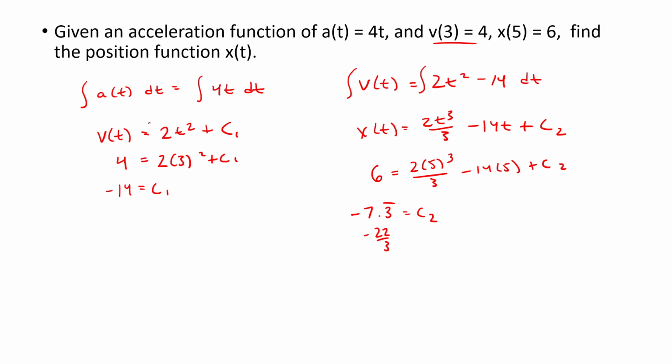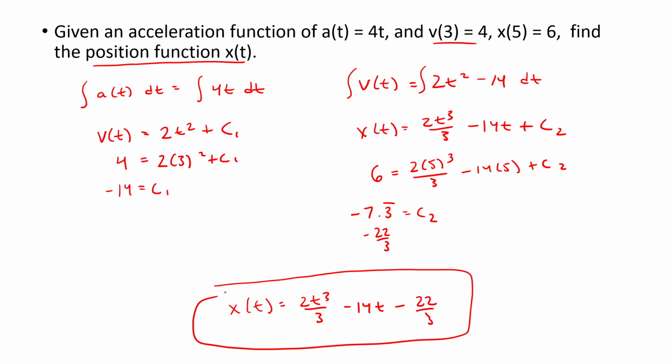Okay, and then the final answer, right? They want a function, so you should go ahead and plug all your things in. Minus 14t minus 22/3. And you're done. They might ask you to do something with the position function. They may say, find the position at time 10, and then you would just plug it in. But that is what's considered an initial value problem.